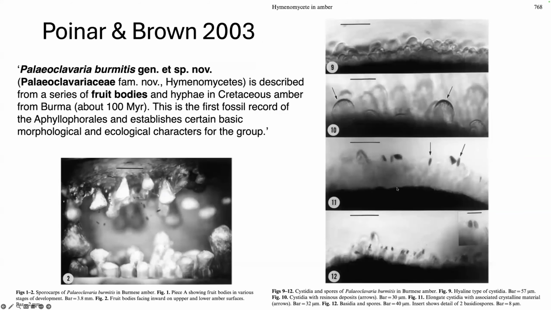And then we've got Poinar and Brown, 2003, which strangely doesn't cite the Grimaldi paper, but now gives it a name, Paleoclavaria burmitis, and gives the name to a new family, Paleoclavariaceae, however you're supposed to pronounce that, I don't know, and very confidently describes them as fruit bodies and hyphae. So here again is an image similar to the one I showed before. Zooming in, it infers that he's looking at spores and something called cystidia, these little lobes, and presented with a lot of confidence.